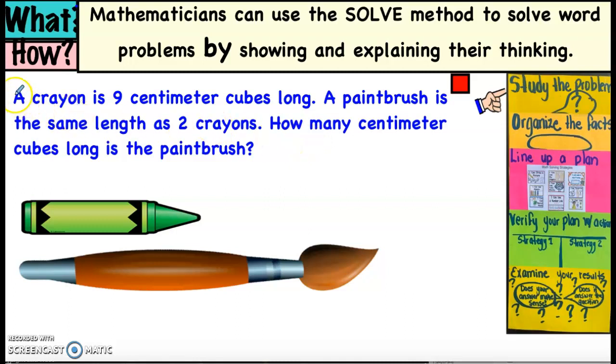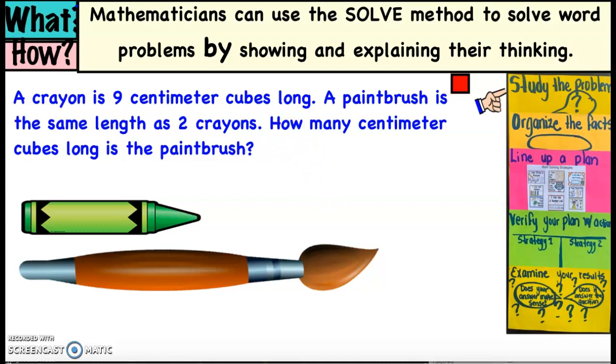So let's read it again. A crayon is 9 centimeter cubes long. A paintbrush is the same length as 2 crayons. How many centimeter cubes long is the paintbrush? So we're going to study the problem. What is this problem asking us to find? Can you turn and talk to someone?